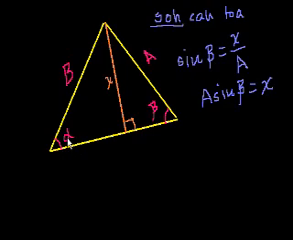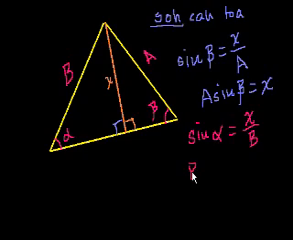Now let's find a relationship between alpha, b, and x. If we look at this other right triangle, x relative to alpha is also the opposite side, and b is now the hypotenuse. So we can also write that the sine of alpha is equal to opposite over hypotenuse, which is x over b. Let's solve for x again: multiply both sides by b, and you get b sine of alpha is equal to x.